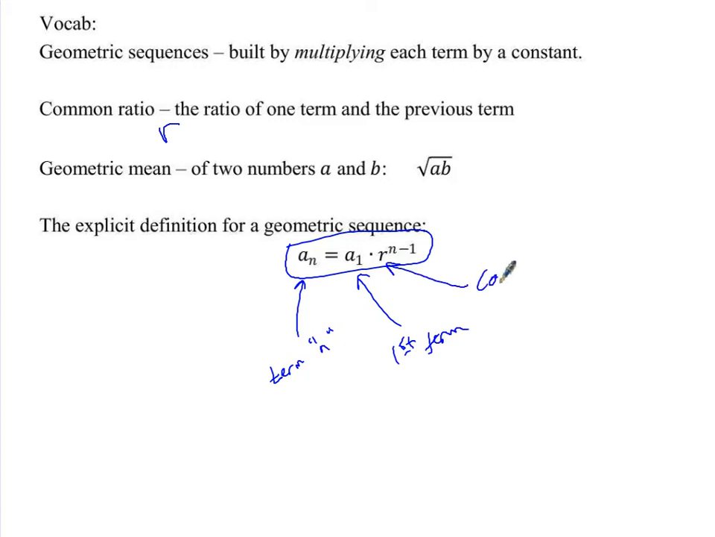But this is called the common ratio. And then this n right here is still the term number. And again, the common ratio is found by taking a sub n and dividing it by a sub n minus 1. So you're just taking one term and dividing it by the term before. So if you had the second term, you could divide it by the first term to get the common ratio.